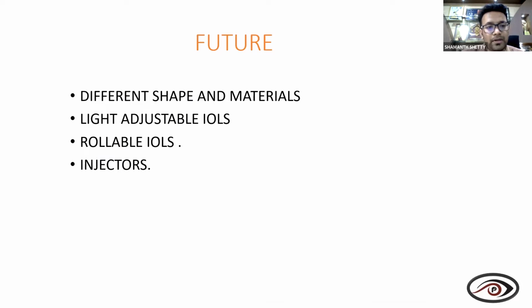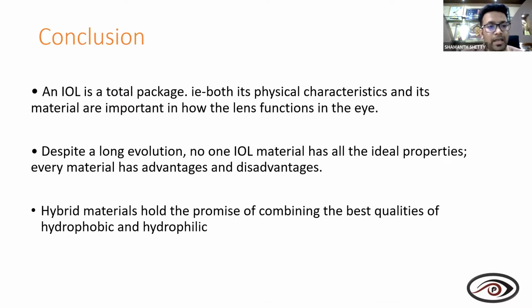Basically, we see a lot of lenses coming into the market in the future, of different shapes and materials. We need to see more of these rollable IOLs and light adjustable IOLs coming into the market. I conclude my talk by saying that an IOL is not a total package. Both its physical characteristics and its material are important to know how it is going to function. Right now, hybrid materials are holding promise and giving the best qualities anyone can get. So we still need to wait and see which IOL material will have all the ideal properties, along with the advantages and disadvantages.